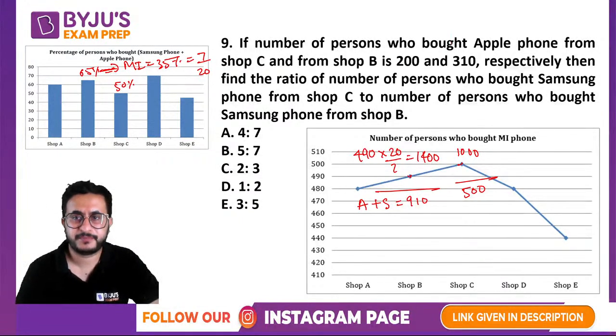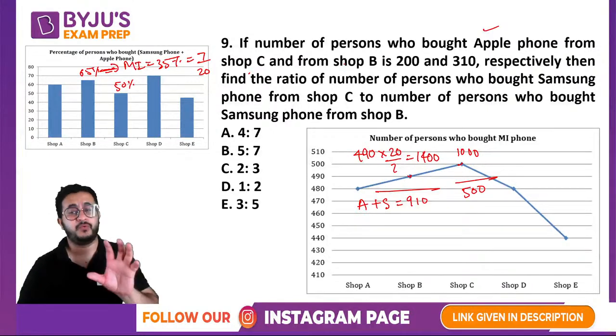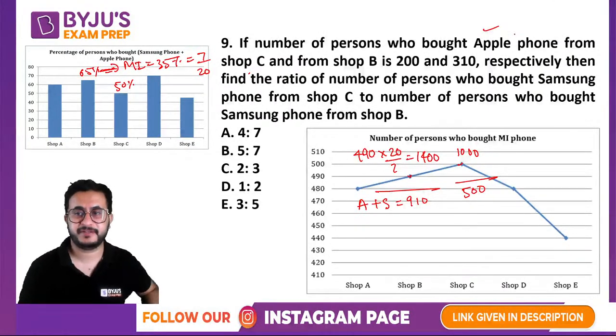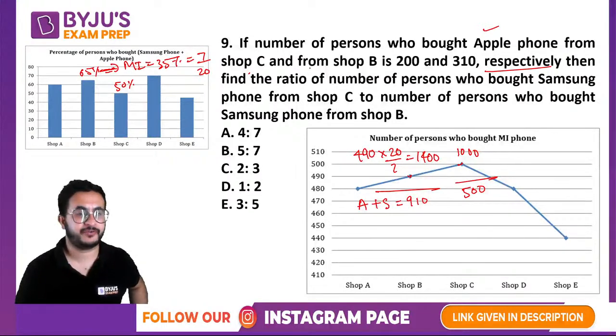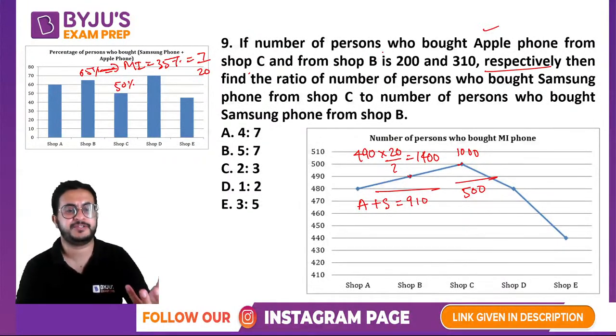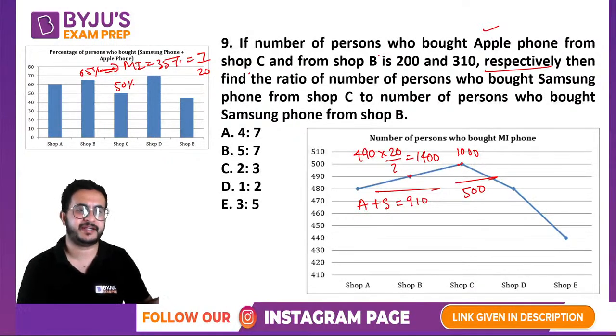Now we are given the number of Apple phones from shop C and B. One important thing is this word respectively. This order you must be careful about. Sometimes people read B and C, because we have a natural tendency to think the first letter would be written first. So make sure you read it properly.